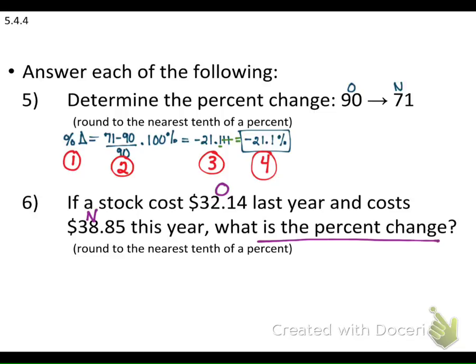What's the first thing I write down now? Percent, whatever the triangle thing is. Okay. Then I guess 38 and 0.85. Minus 32.14. Okay. And then divide 32.14 times 100. What? Percent. Good. Which equals?